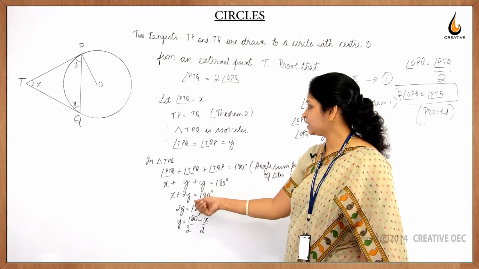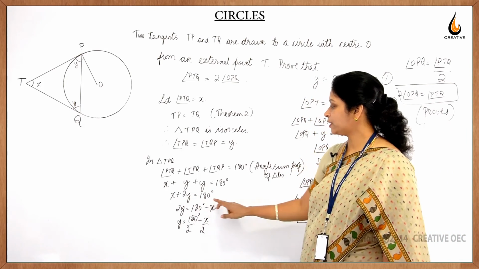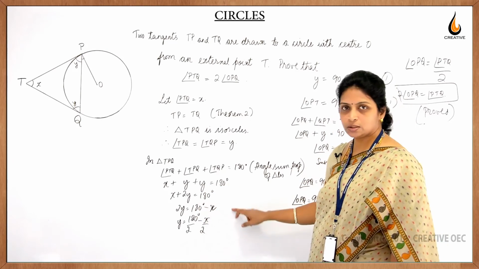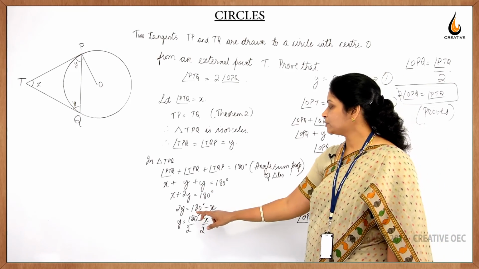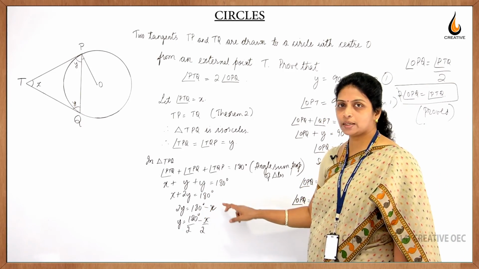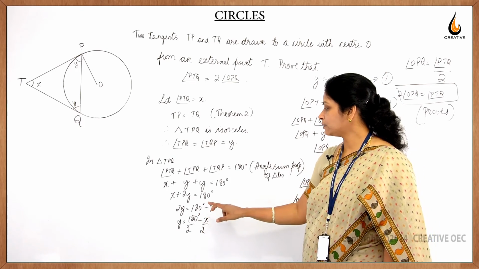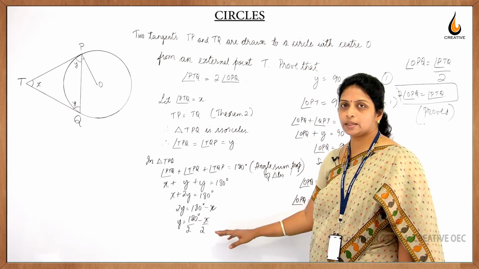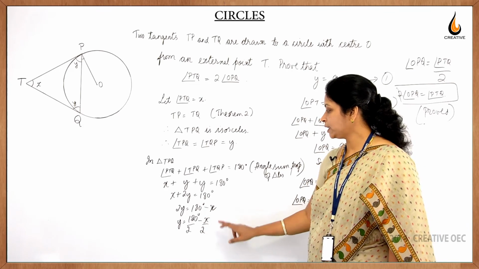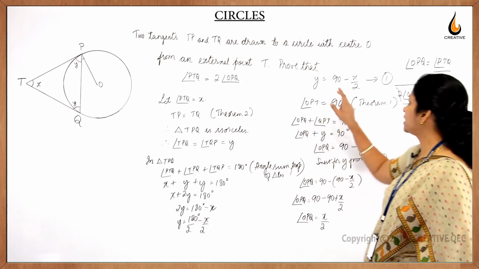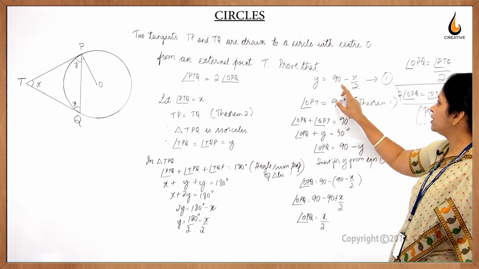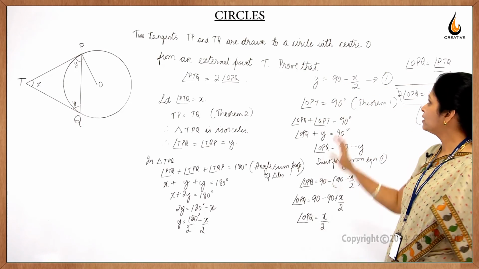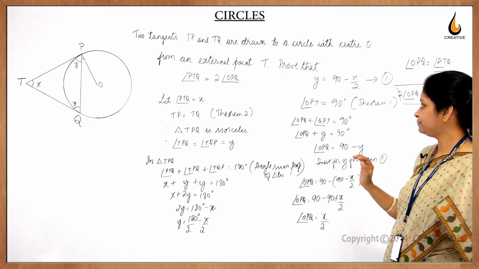Next, y plus y is 2y. So, x plus 2y is 180 degrees. Take x to the right hand side, then it becomes 2y is equal to 180 minus x. So, y is equal to, you take 2 to the right hand side and divide each term by that. So, 180 by 2 and x by 2. 180 by 2 you will get as 90. So, y is equal to 90 minus x by 2. We will take this as equation number 1.